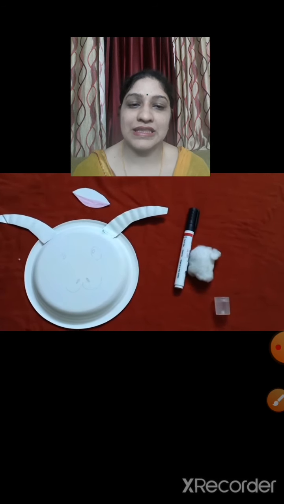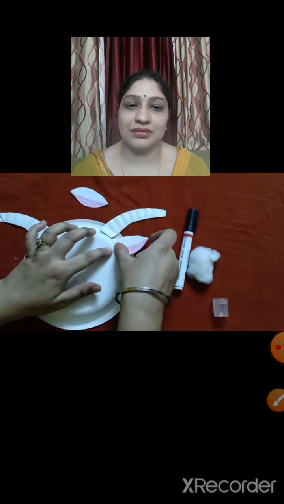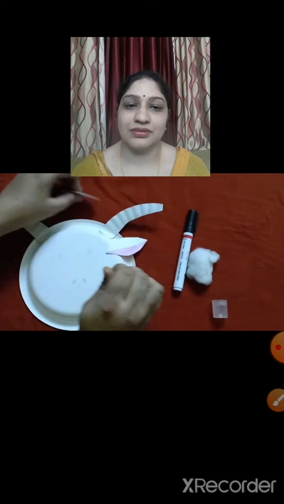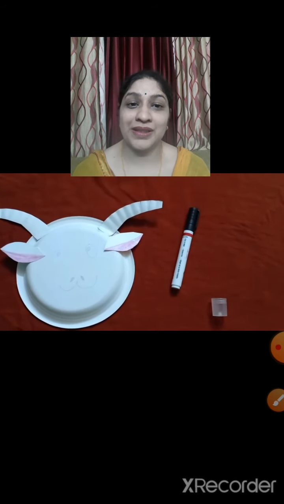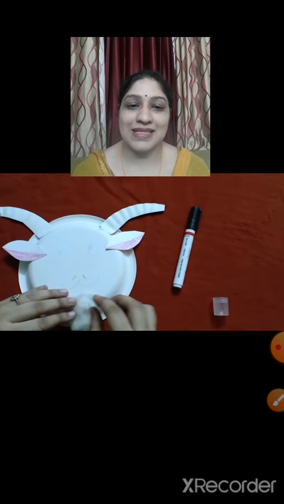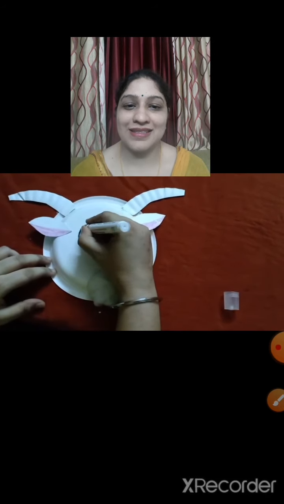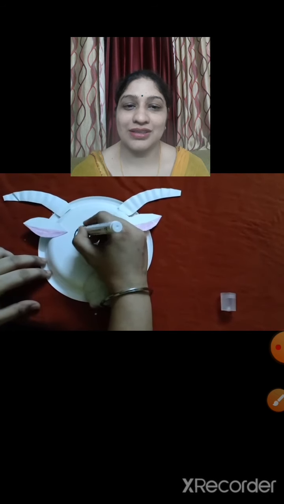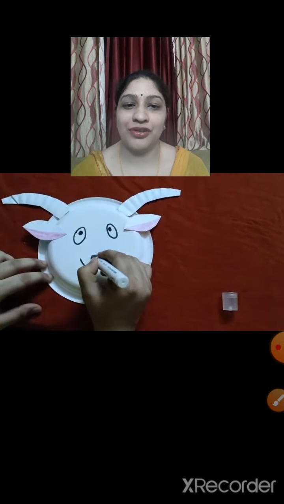Now put Fevicol on the ears which you have made. Yes. Here. And the other ear of the goat like this. Now we are going to make the beard of the goat with the cotton. Put Fevicol on the cotton and stick it like this. Now with the black sketch pen, we are going to make the eyes of the goat and the mouth and the nose of the goat. And your goat is ready.